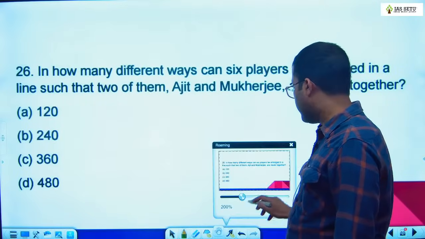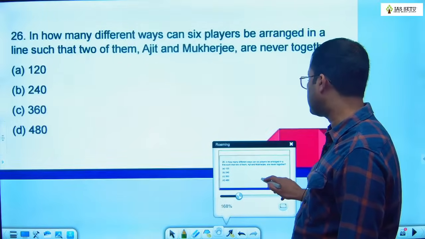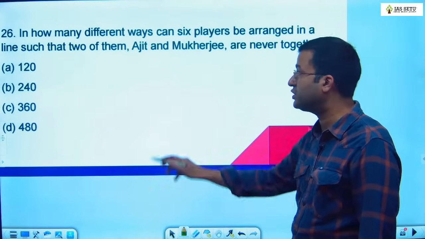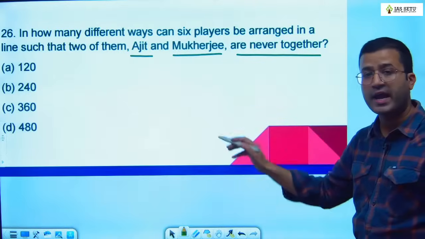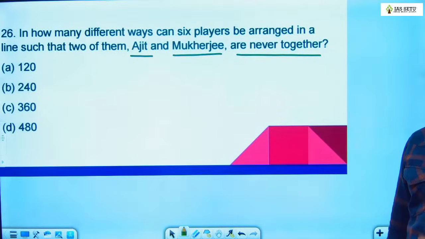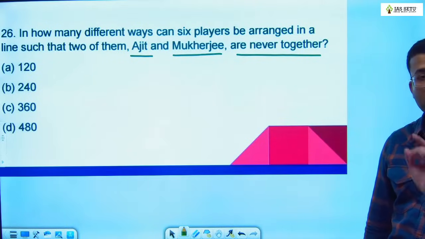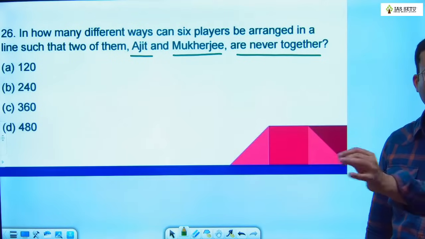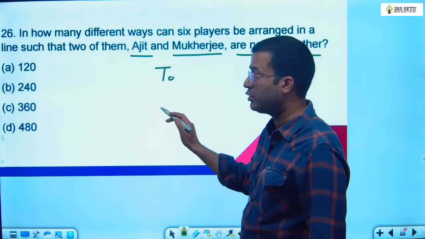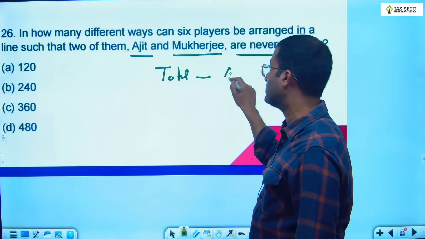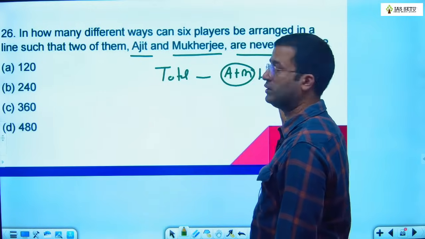Now next question. In how many different ways can 6 players be arranged in a line such that 2 of them, Ajit and Mukherjee, are never together? 2 girls are never together. The way to do this is total minus Ajit and Mukherjee together. Otherwise it will be very complicated. Total ways minus Ajit and Mukherjee together.